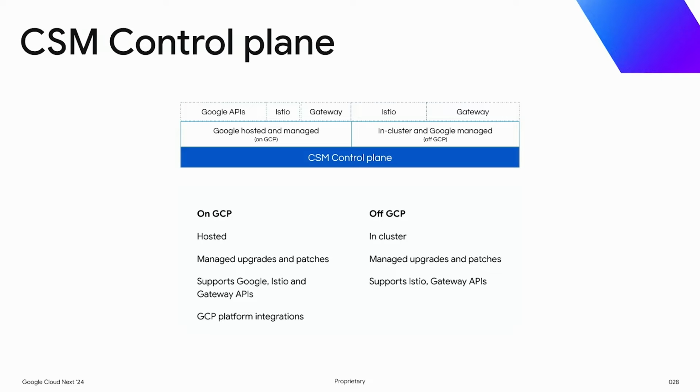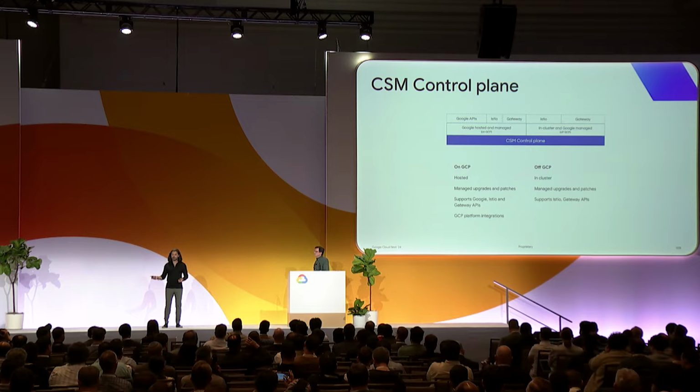So from a control plane perspective, on GCP, it's always going to be hosted and always going to be fully managed, which means we manage the lifecycle for you, and it's globally scalable. So it's a single control plane that extends everywhere. It offers both Google and Istio APIs. Off GCP, it will be local, however managed by Google, and it will only offer Istio APIs off GCP.